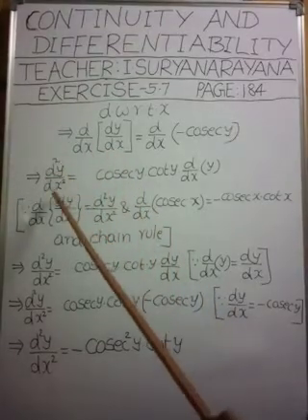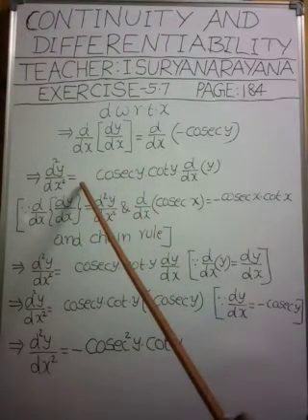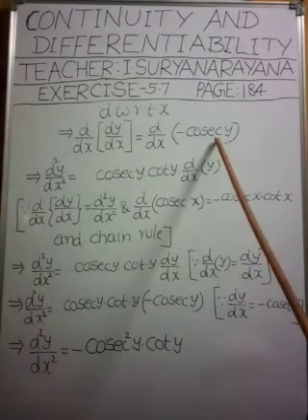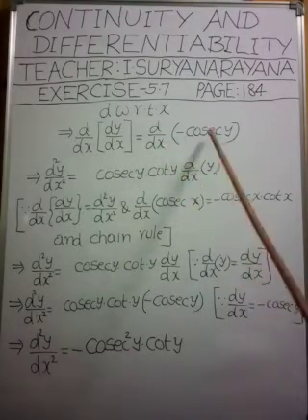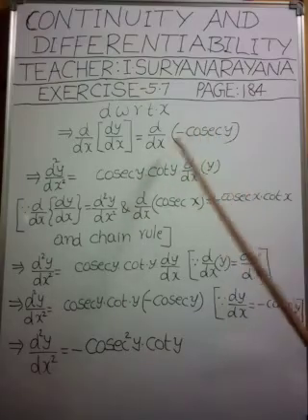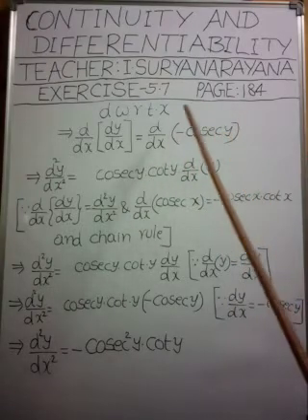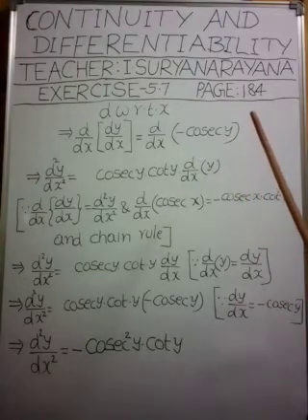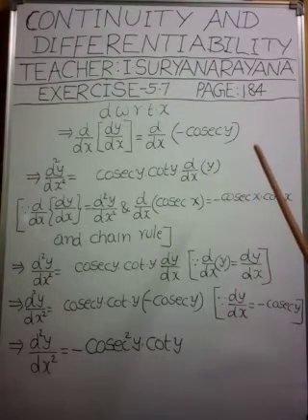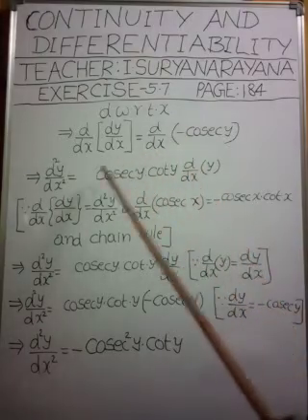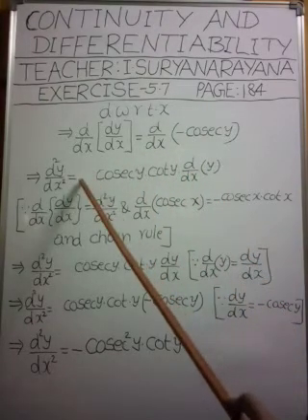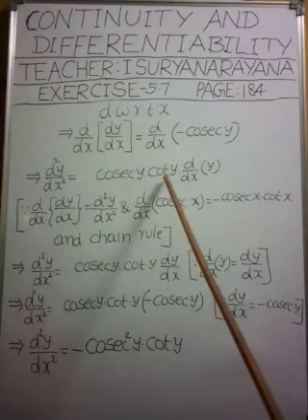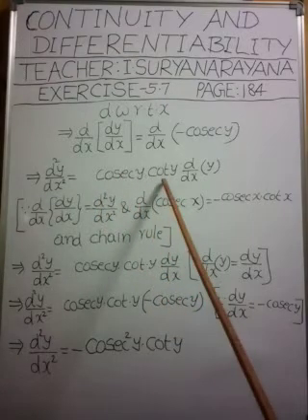What is the value of d by dx of dy by dx? Yes, d square y by dx square is equal to, here already minus is there, d by dx of cosecant y. It is not a standard formula. We have to use chain rule. So d by dx of cosecant x, what is the formula? Minus cosecant x into cot x. Already minus is there, so we are not writing any sign here. Minus of minus, we get a positive sign here. Cosecant y, cot y. Understood this part, my children?